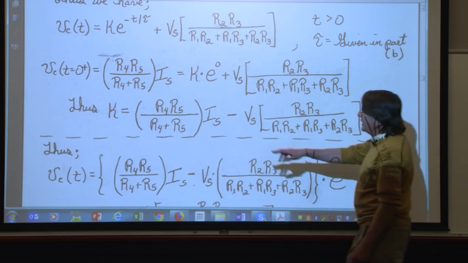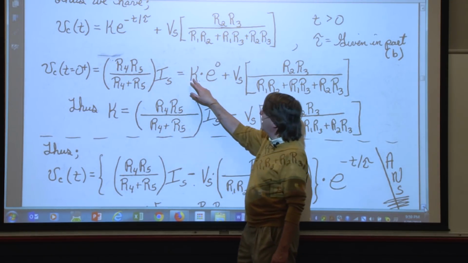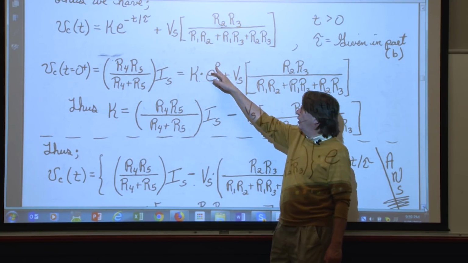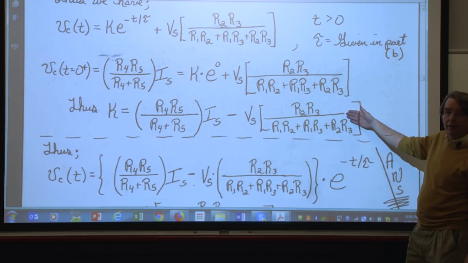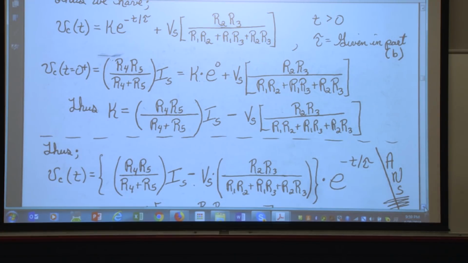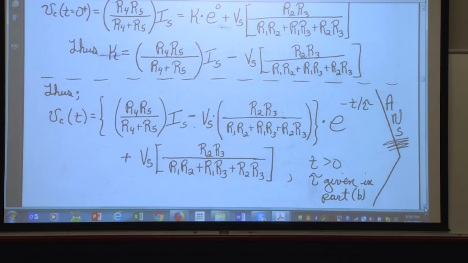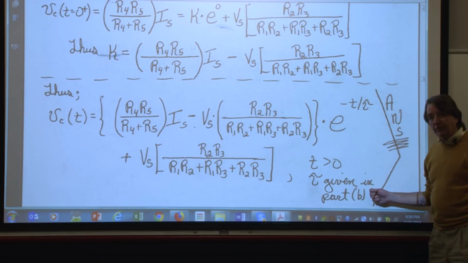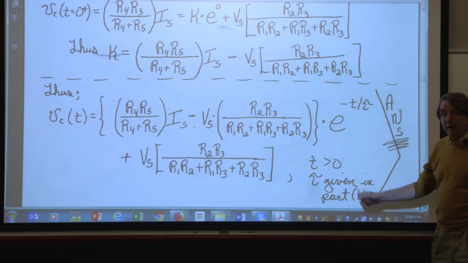So we say V sub c at t equals 0 plus is what we just derived. That equals k e to the minus t over tau, which is 0, plus the right-hand side. Solve for k, boom. We now plug everything in. V sub c of t is k e to the minus t over tau plus the right-hand side. We solve for k. I just write down here, Parker, tau is given in part B, and this equation is valid. This is very important for t greater than 0.